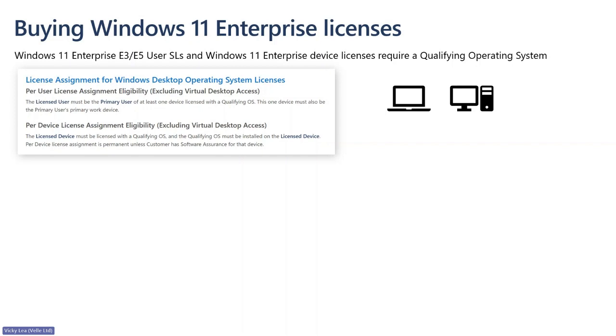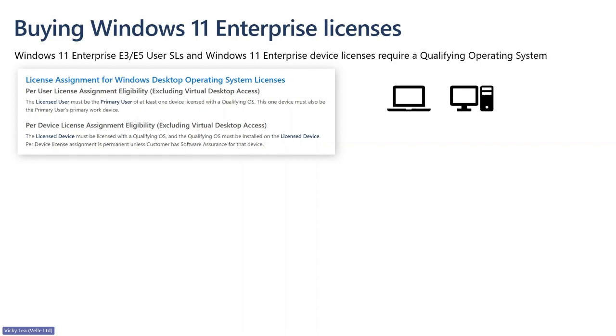And it's one of the first places that I will go to check on licensing facts if someone asks me a question. And here I've got a snippet from the product terms site for Windows 11 telling me that for every Windows 11 per user license I have bought, the user that I have licensed must be the primary user of at least one device with a qualifying operating system. A primary user is the person who uses the device for over 50% of the time in a 90-day period. So it's really saying it's the main user of that device.